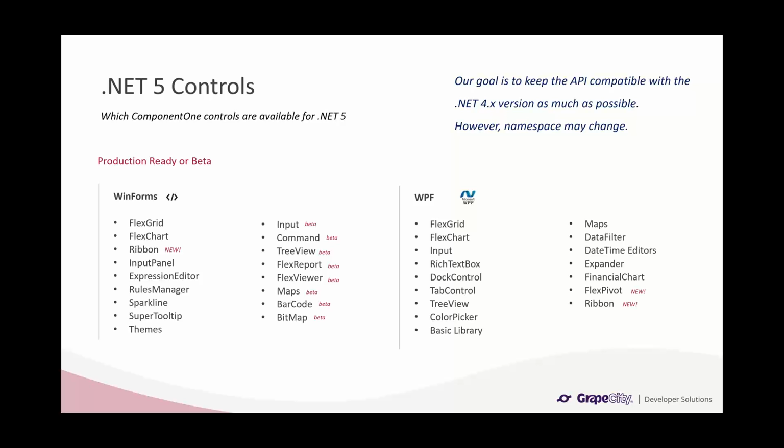Also, we have a new Flex Pivot library, which is in WPF, which is a refactored version of our old OLAP library, and it uses our new data engine and charting controls internally. And this version is a lot faster, as it can handle up to 1 million records in seconds. So if you were using our old OLAP controls, there's now a straightforward migration path to Flex Pivot for .NET 5. Our goal overall is to keep the API compatible with .NET 4 as much as possible. However, the namespaces might change in a few of these examples that I've mentioned.